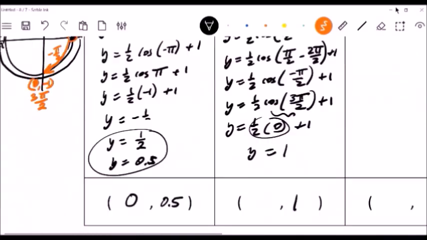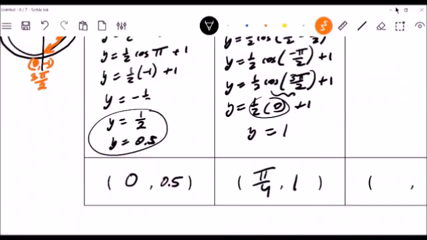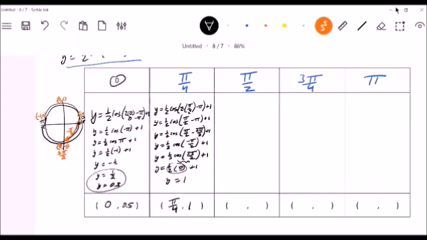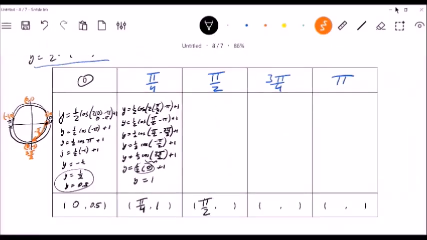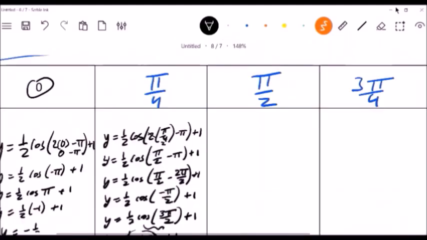And here I was at pi over 4. And before I forget, I'm going to put all of these in here now. Oh, I put 3 pi over 4. Yep, no, that was right. I'm trying to think of what I'm off on, and I'm not off on anything. Now let's do the next one.